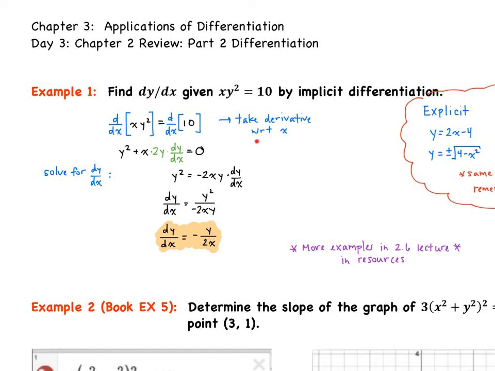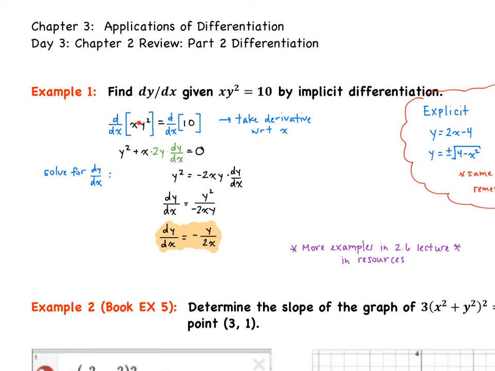So we're going to take the derivative of both sides with respect to x. That's what this WRT represents, with respect to, okay? So we take the derivative of both sides. So we're thinking product rule. So if we take the derivative of x, it's just 1, and we're left with y squared. So we're thinking of this y squared as if it's a coefficient, okay, just some number.